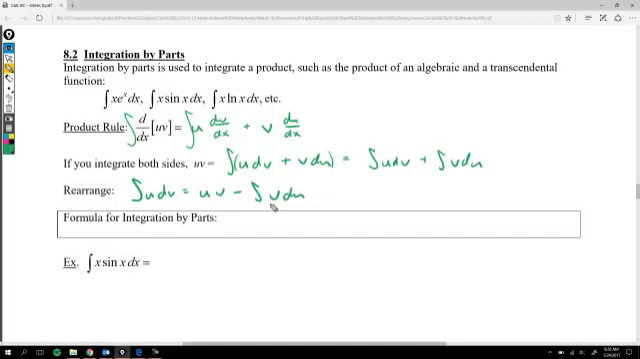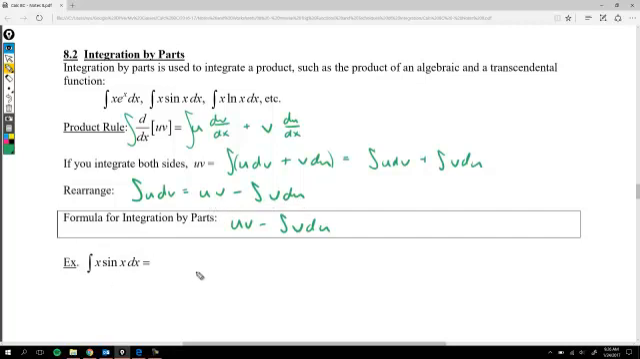You might ask why this is helpful. In a situation where you have a product of two functions, we can't integrate it the way that it is, so we will need to rewrite it some way. And that's where integration by parts comes into play. While it may not look very helpful at first, once we go through an example or two, you'll see why we do this. So here's our formula: the integral of u dv equals uv minus the integral of v du.